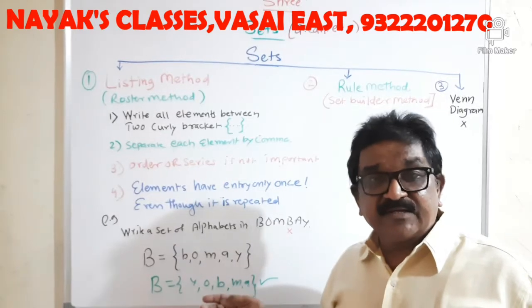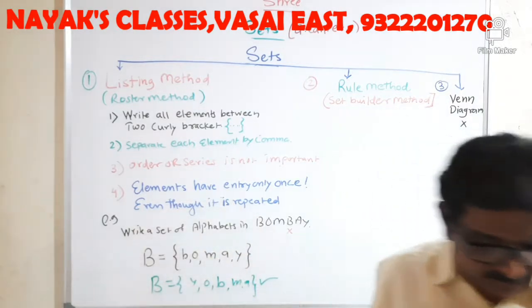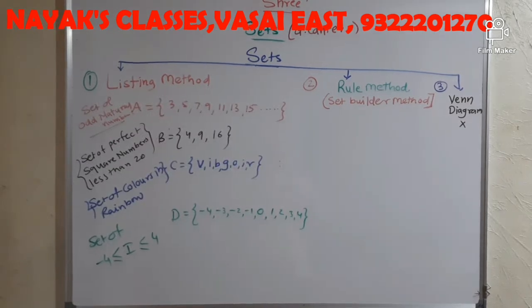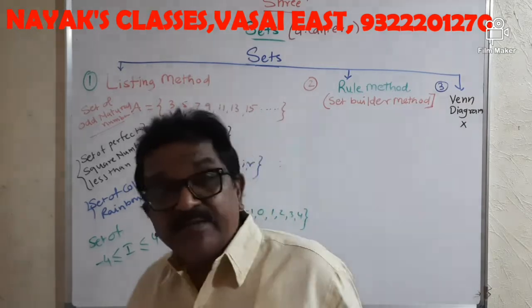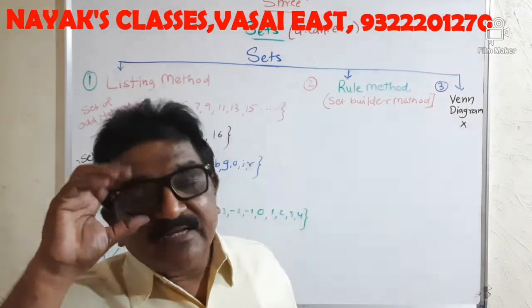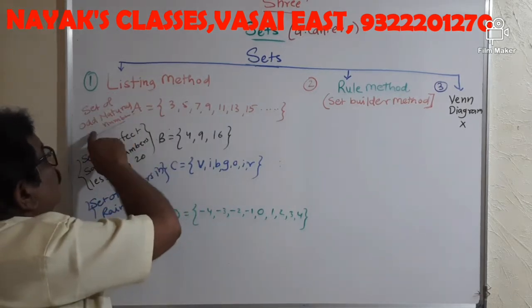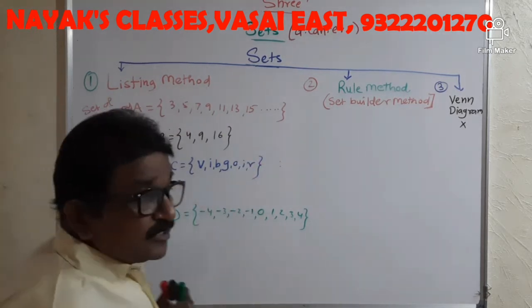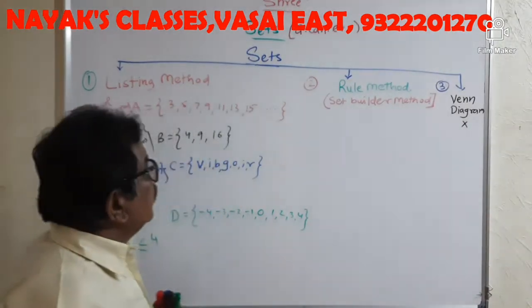We will take different examples to understand the listing method. So we have taken another 4 examples of writing a set by the listing method. The condition is: write a set of odd natural numbers. This is the condition, odd natural numbers.